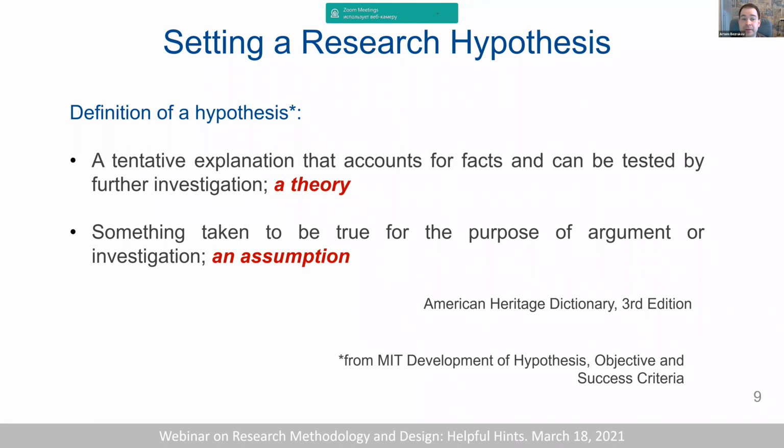So a hypothesis is an explanation that accounts for facts that can be tested by further investigation. So it's like a theory, a definition. And also an assumption, so something taken to be true for the purpose of argument or investigation. It's from the American Heritage Dictionary and also from MIT, Massachusetts Institute of Technology, a course for PhD students, with recommendations to develop their hypothesis and plan the research.